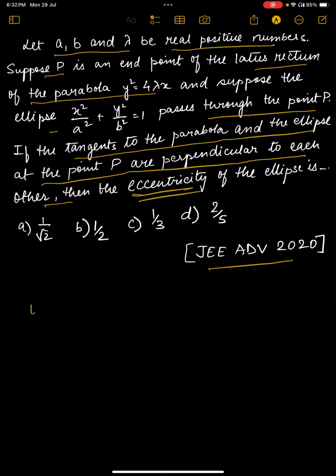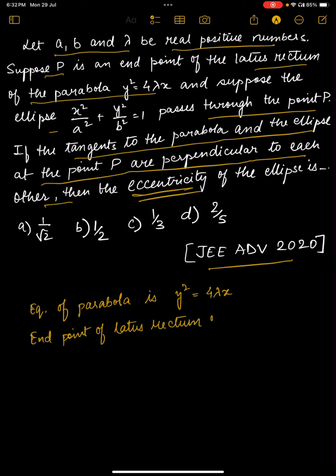Now, the equation of the parabola given to us is y squared is equal to 4 lambda x. Now, the endpoint of the latus rectum. So, by formula, I can very easily write, this formula is very popular, the endpoint of the latus rectum of y squared is equal to 4 lambda x is defined by point P and its coordinates will be lambda comma 2 lambda.